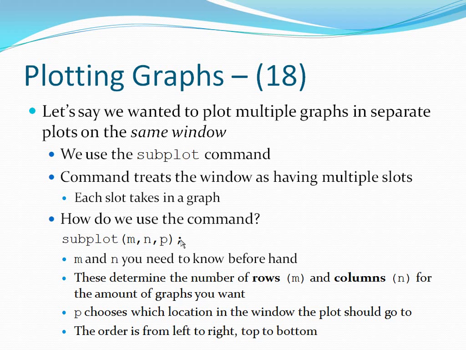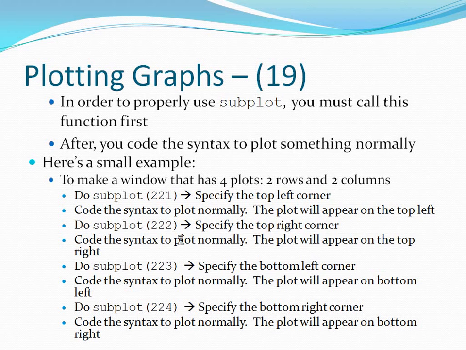Alright? So how p works is that it's an index, right? So the order is from left to right and top to bottom. So we'll go through this in a little bit more detail later. In order to use the subplot command, you have to call the function first. After you call subplot, then you can use all the standard plot syntax that you've learned to make that plot for that particular slot. And then when you're finished, you move over to the next slot. So here's a quick example. Let's say I wanted to make a window with 4 plots in it.